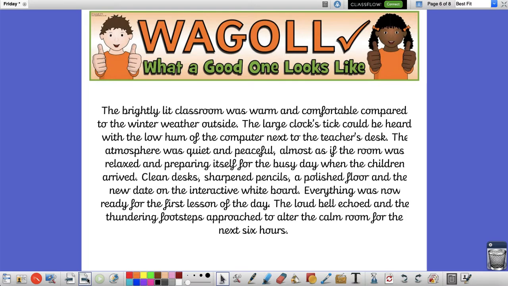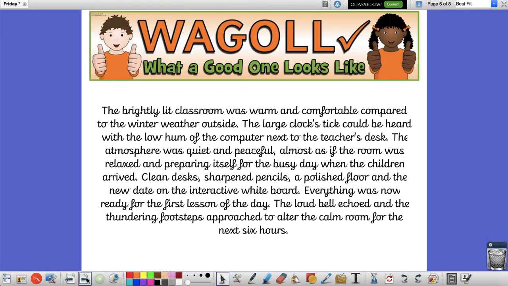The brightly lit classroom was warm and comfortable compared to the winter weather outside. The large clock's tick could be heard with a low hum of the computer next to the teacher's desk. The atmosphere was quiet and peaceful, almost as if the room was relaxed and preparing itself for a busy day when the children arrived. Clean desks, sharpened pencils, a polished floor, and the new day on an interactive whiteboard. Everything was now ready for the first lesson of the day. The loud bell echoed, and the thundering footsteps approached to alter the calm room for the next 6 hours.